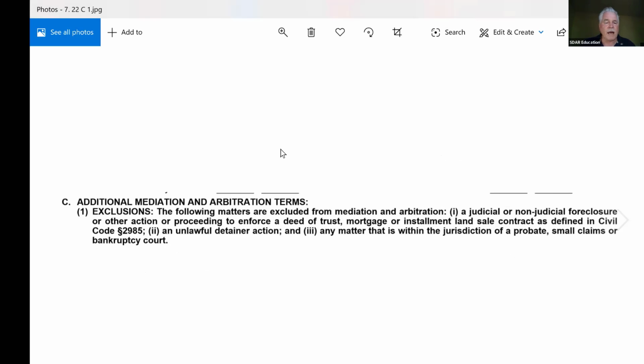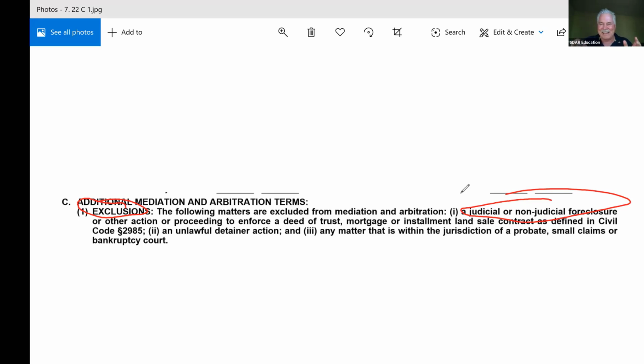Okay, we've got paragraph number C, additional mediation and arbitration terms. So let's talk about exclusions, and this is important. What is excluded? And it's going to be pretty simple. A judicial and non-judicial foreclosure. So, folks, it says judicial, which means it's the court. You can't get the court to agree to mediate. They're not going to, they're the court.